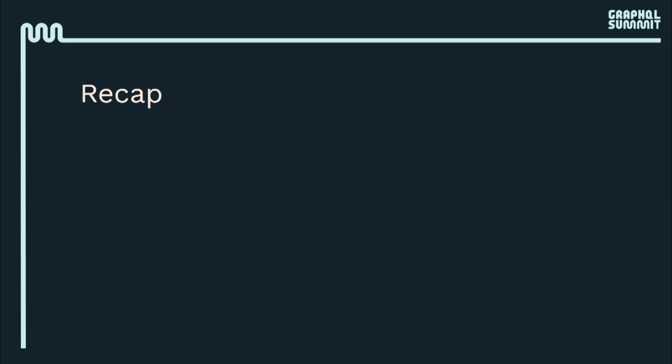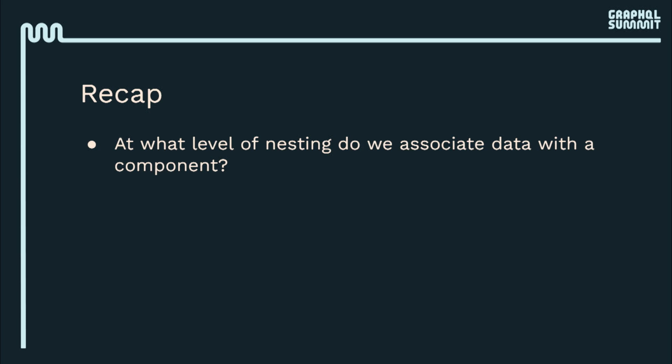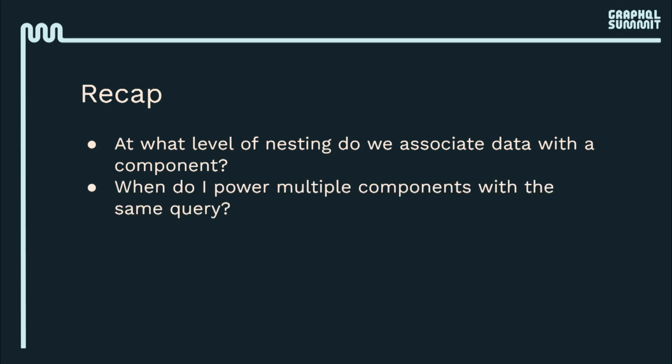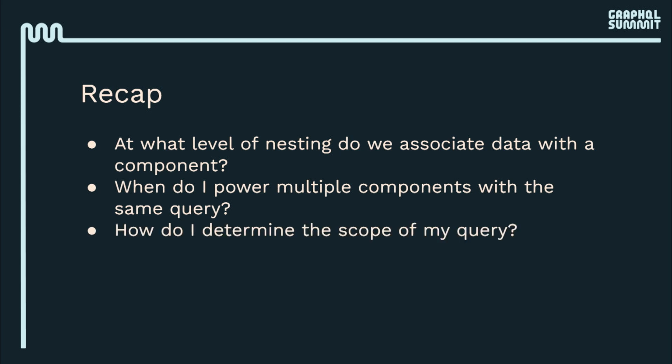So just a recap of the questions that have been running around my brain for a couple of years. At what level of nesting do we associate data with a component? When do I power multiple components with the same query? How do I determine the scope of a query? And like I called out earlier, I believe all these questions exist at the intersection of design systems and our schema. So I'm going to hop into just a little bit of design system thinking.